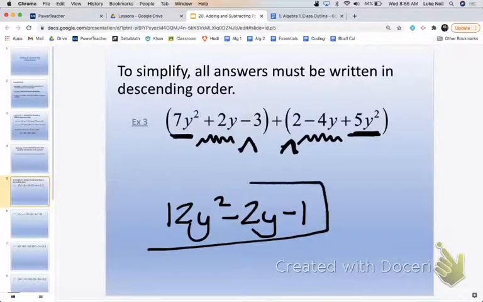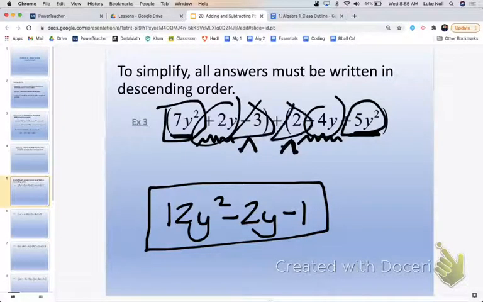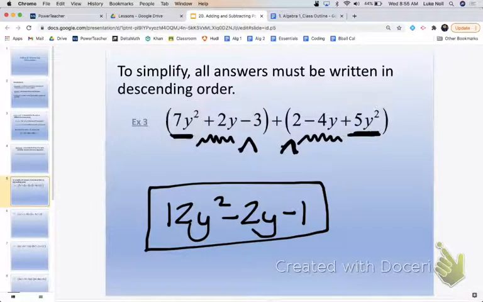I look at my answer and I say, okay, have I combined everything? Do I have any more like terms? And I don't. So my final answer would be that trinomial, 12y squared minus 2y minus 1. Okay? And again, some people like boxing them certain ways, like they'll box this like term, they'll circle this like term, they'll put a triangle around this one. I've seen that before, right? I just go through and underline them differently to make sure I accounted for all of them. Okay? And there's my answer.